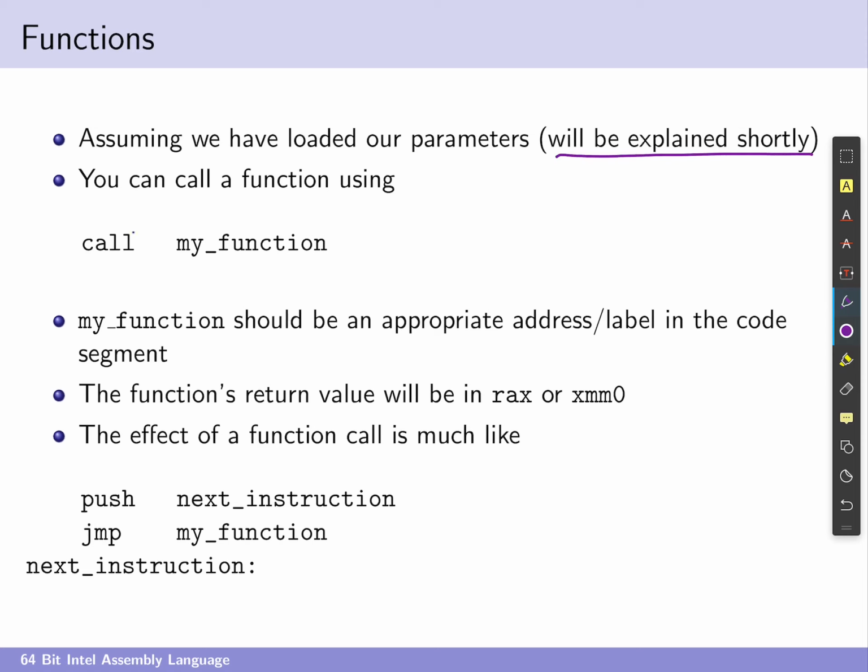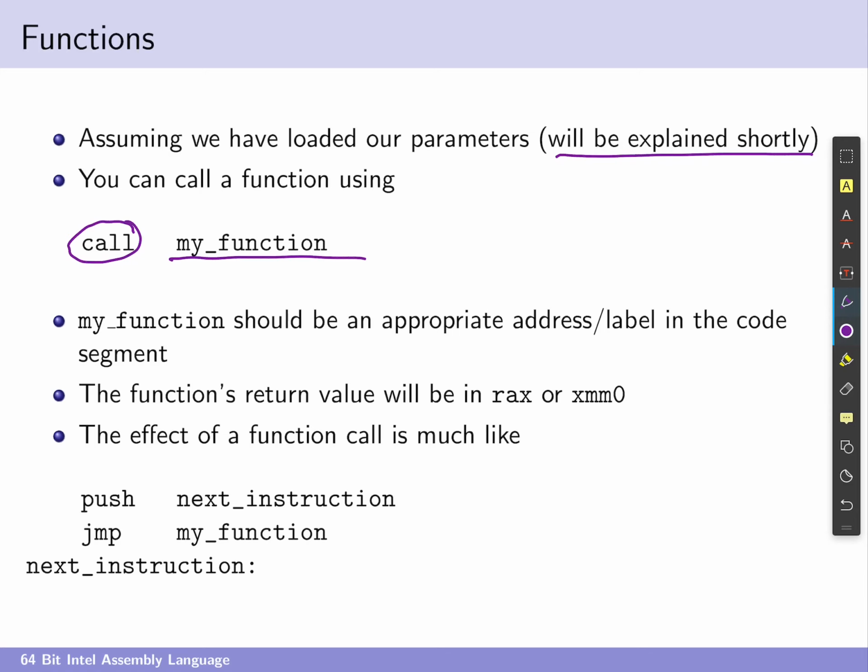The way in which we do it is simply using the instruction call followed by a label, and this label should be some kind of appropriate address in your code or text segment. Now actually in principle you could specify an address in your data segment and your assembler will not complain, however your program is more than likely going to crash. So in general that label should be some corresponding text segment.